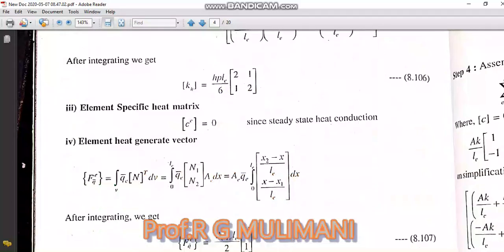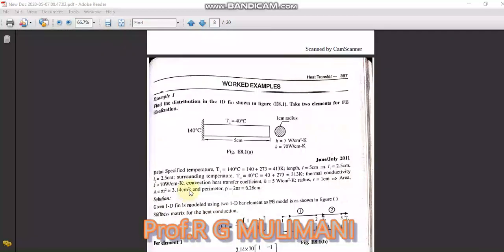Similarly, for a different condition you will get different equations. This is for the fins. Fins are used to remove the excessive heat from the body. Let us solve some of the problems on the fins. Okay, let's start the first problem.